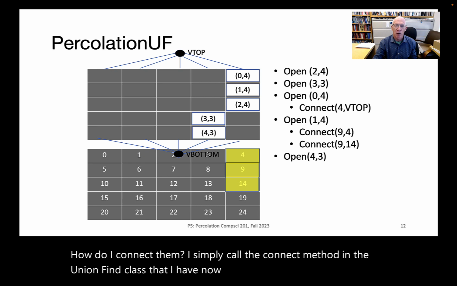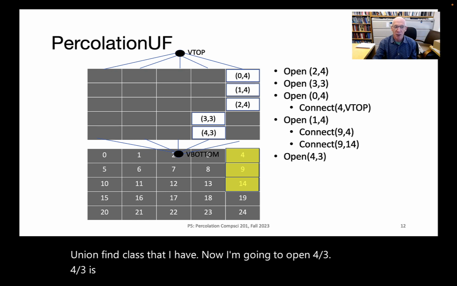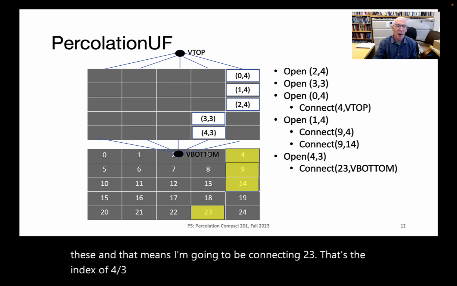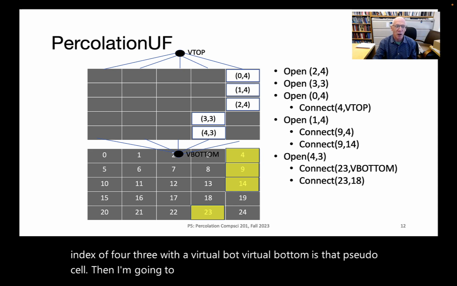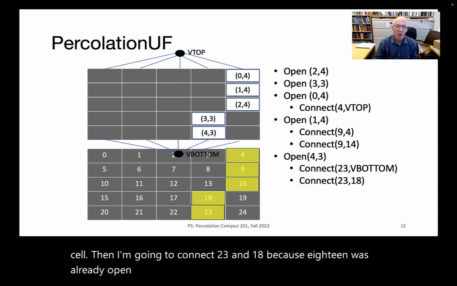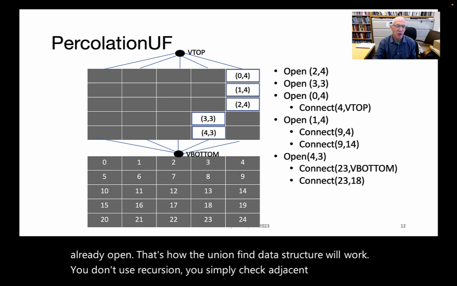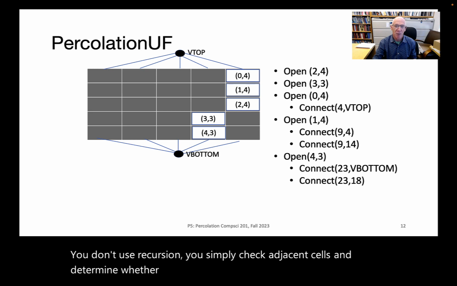Now I'm going to open 4,3. 4,3 is adjacent to 3,3. We can look at the index of each of these, and that means I'm going to be connecting 23. That's the index of 4,3 with the virtual bottom. Virtual bottom is that pseudo cell. Then I'm going to connect 23 and 18 because 18 was already open. That's how the UnionFind data structure will work. You don't use recursion, you simply check adjacent cells and determine whether they should be merged or not.